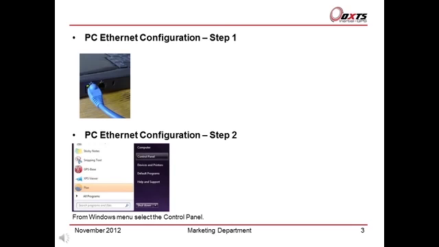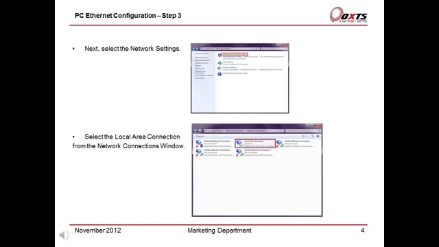Now let's look at the PC Ethernet configuration step 3. First of all, you need to go to the folder on your computer called Network Settings. From there, you need to select your local area connection from the Network Connections window. If you have more than one Ethernet adapter installed in your PC, then you can set up one for the RT and one for your normal network.